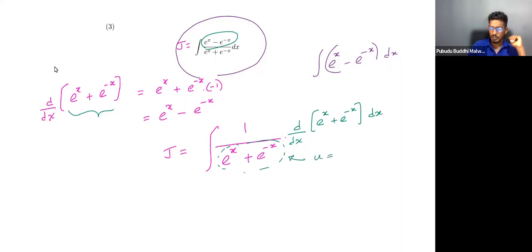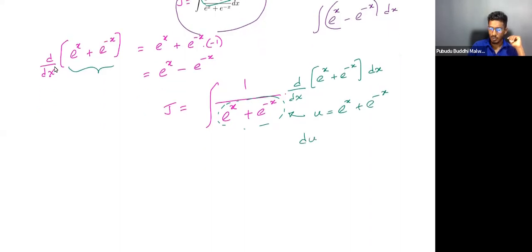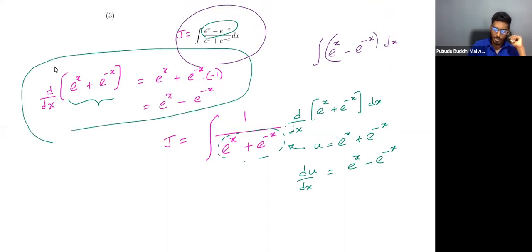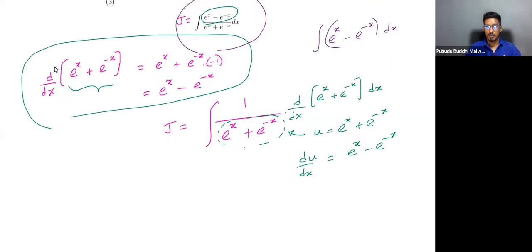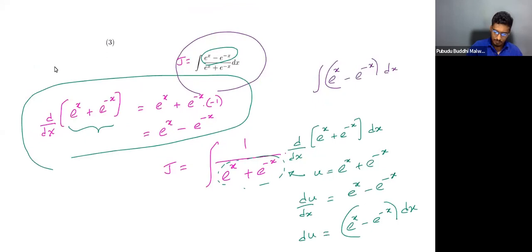U equals exponential x plus exponential minus x. Then du over dx equals exponential x minus exponential minus x. We did that differentiation here, right? Therefore, du equals that times dx. So basically, this part, that dx, that is du, that orange colored part.